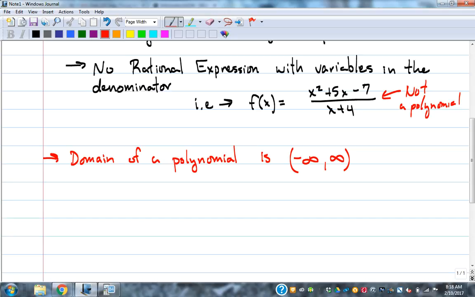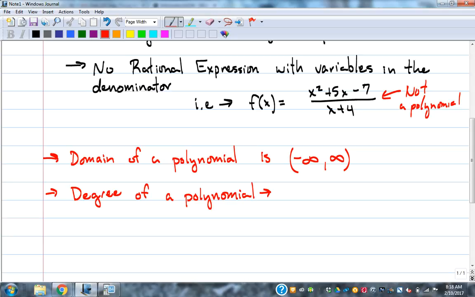The range, however, will change depending on what degree of the polynomial we have. So let's define what degree is. Maybe you remember this from Algebra 1. Degree of the polynomial. You may remember what that is. Linear equations have a degree of 1. Quadratic equations have a degree of 2.